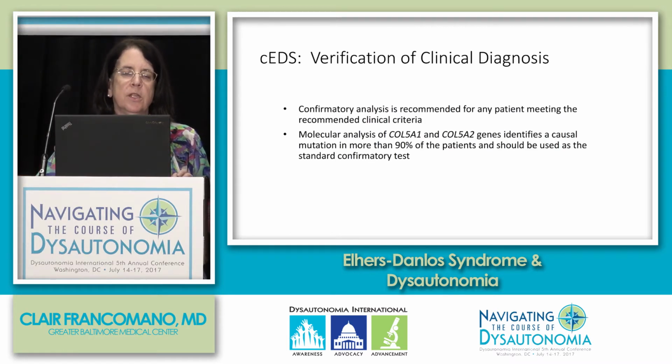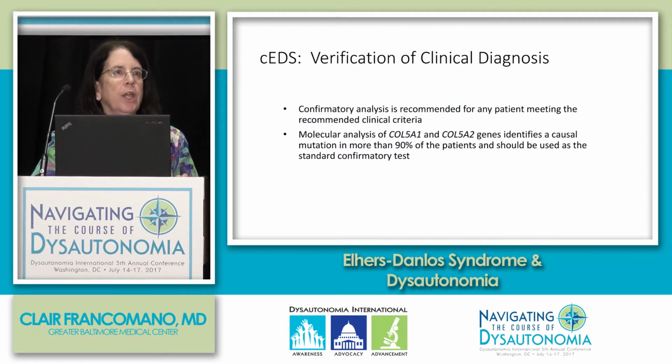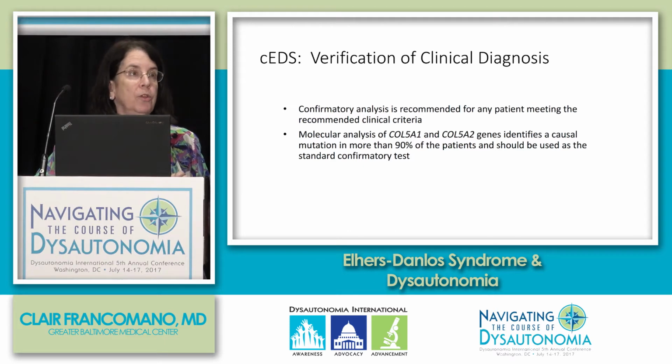The committee considering classical Ehlers-Danlos syndrome felt very strongly that we should try to verify the clinical diagnosis whenever possible. Molecular analysis of the genes encoding type 5 collagen identifies a causal mutation in more than 90% of patients with classical EDS, and it should be used as the standard confirmatory test.